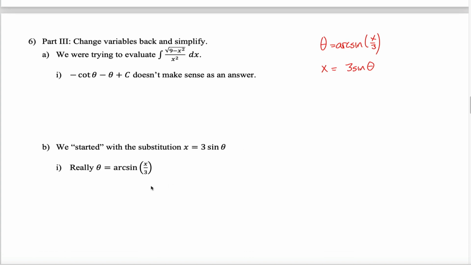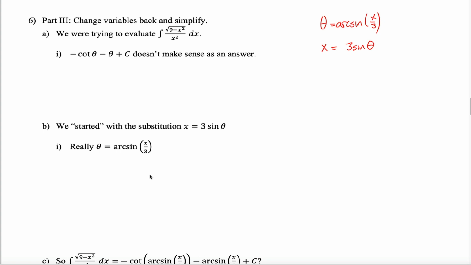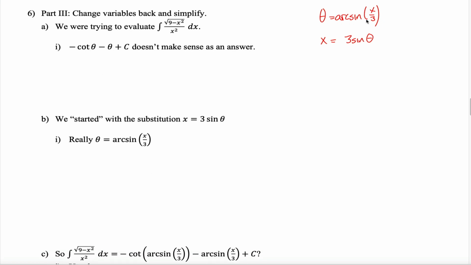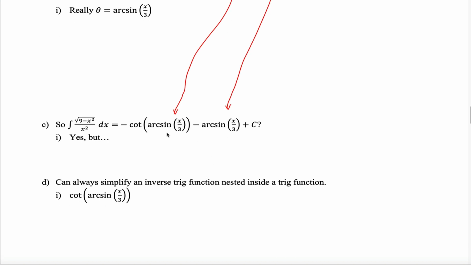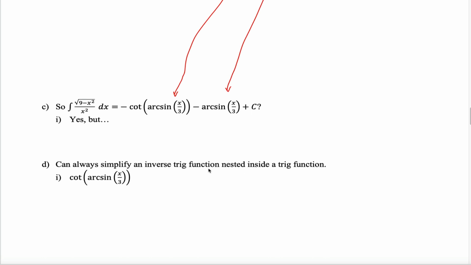Well, you could, but nobody writes the answer that way. If I change this theta and this theta into arcsine of x over 3, I'd get this expression, which is the right answer, but it's not simplified. Why is it not simplified? Because maybe you recall from a trig class that anytime you have an inverse trig function nested inside of a trig function, you can simplify. The cotangent of the arcsine of x over 3 is not simplified.